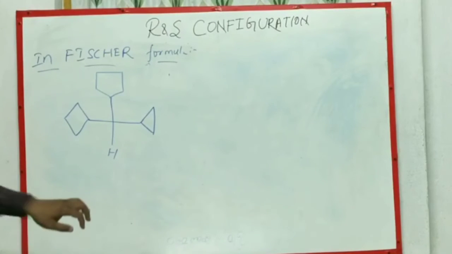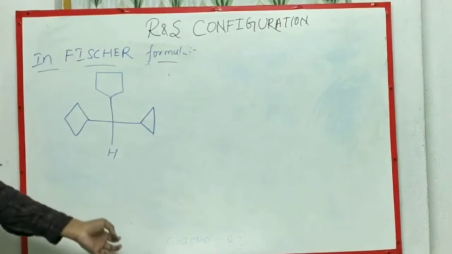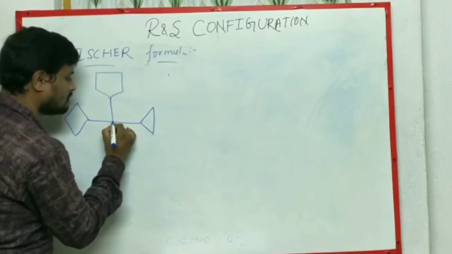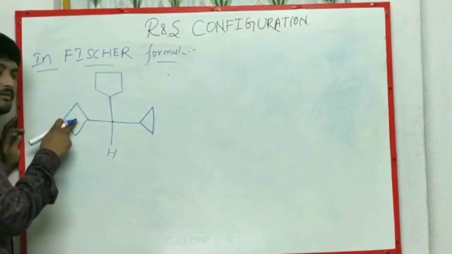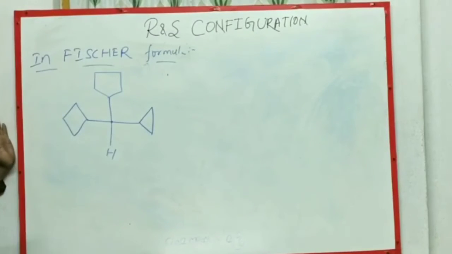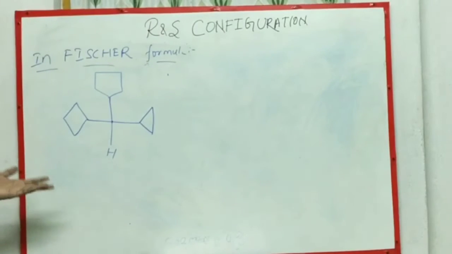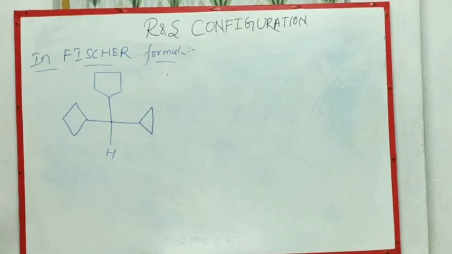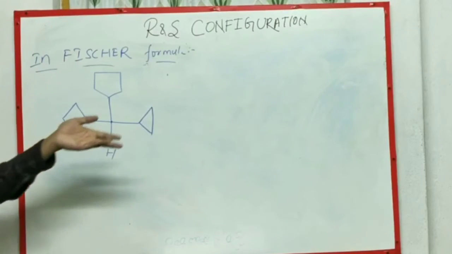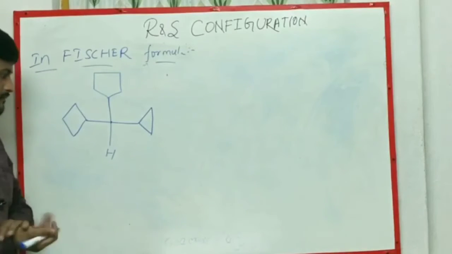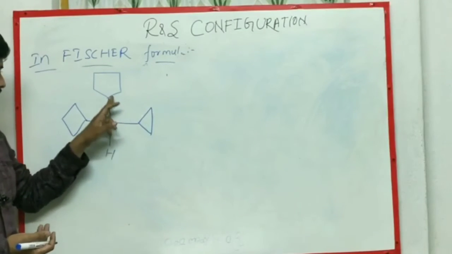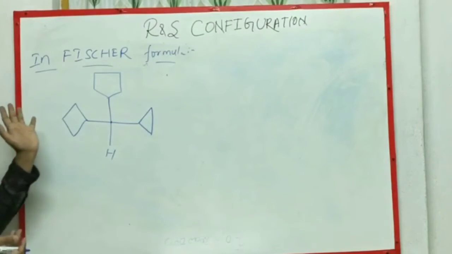Okay. In that case, how can we decide it? This is a chiral carbon atom. Why? Because here are cyclopropyl, cyclopentyl, cyclobutyl, and hydrogen. How do we give priority in the case of cyclic rings? Normally we choose the highest atomic number or weight. Here it is carbon, carbon, carbon, but these are rings.